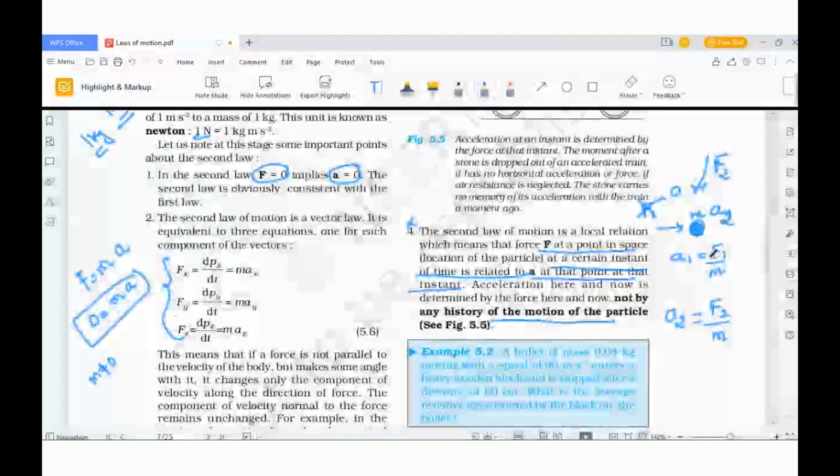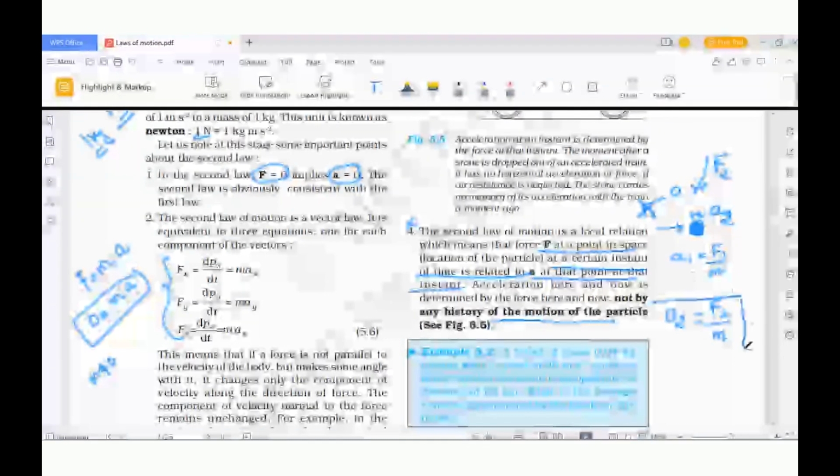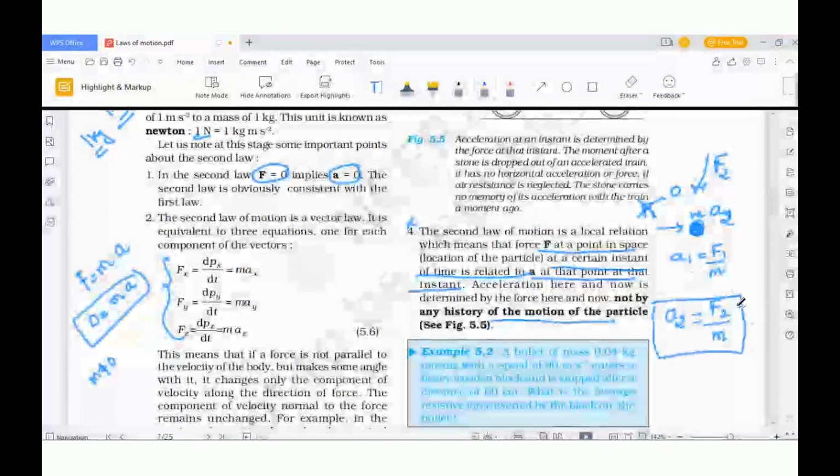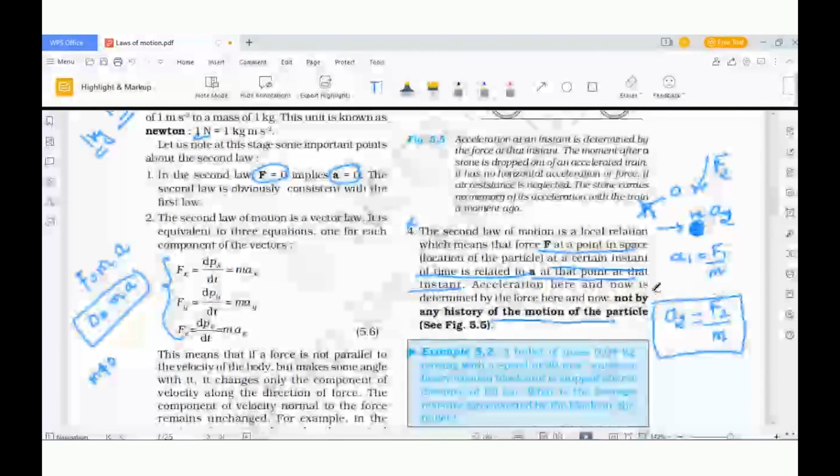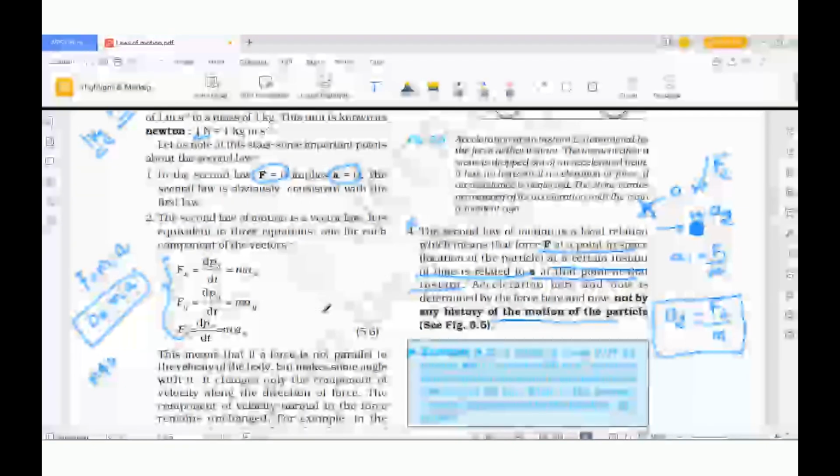If I ask you what is the acceleration at that present moment, you just need to consider the force at that moment. You have nothing to do with the history of the forces that have acted on it. At that time, do we have to find the net force? No, not necessary. That is what we are saying.